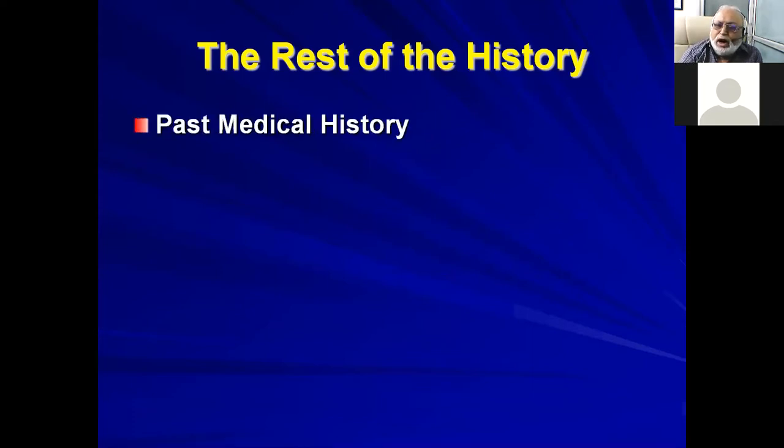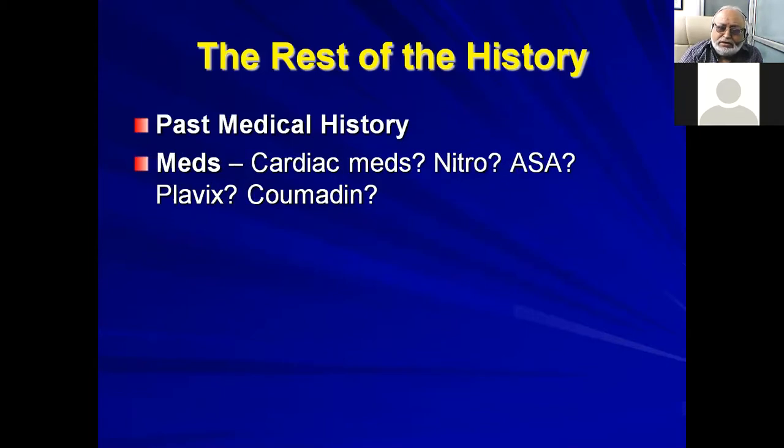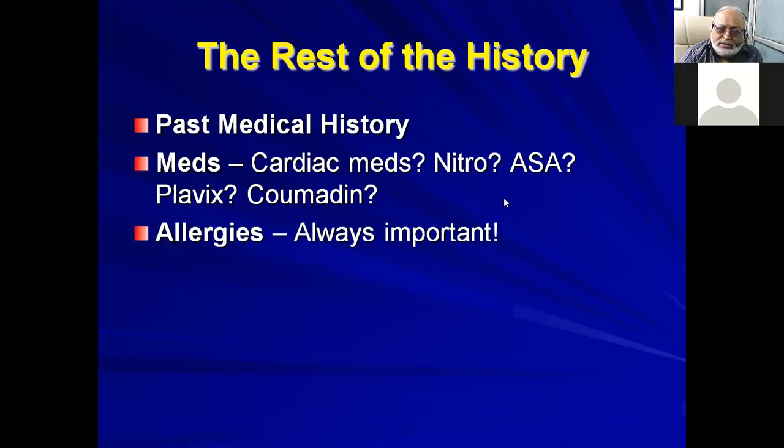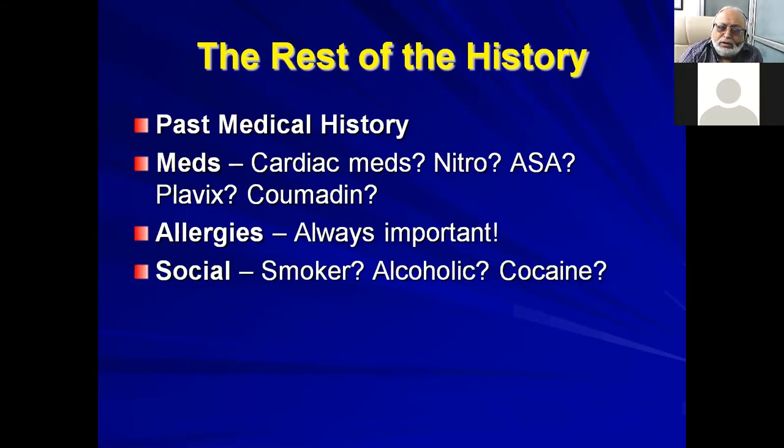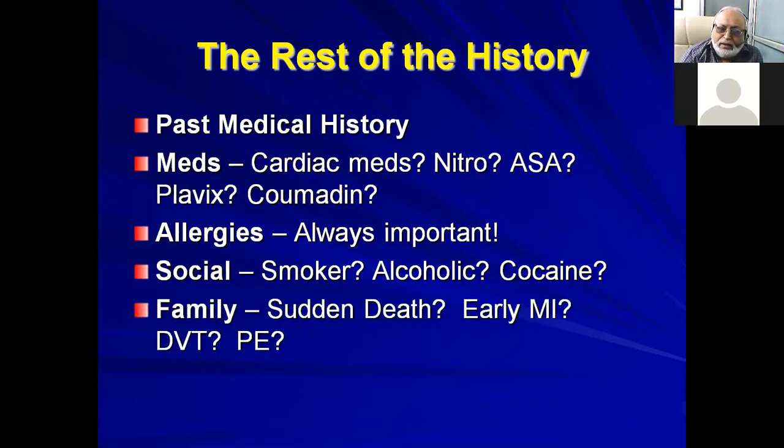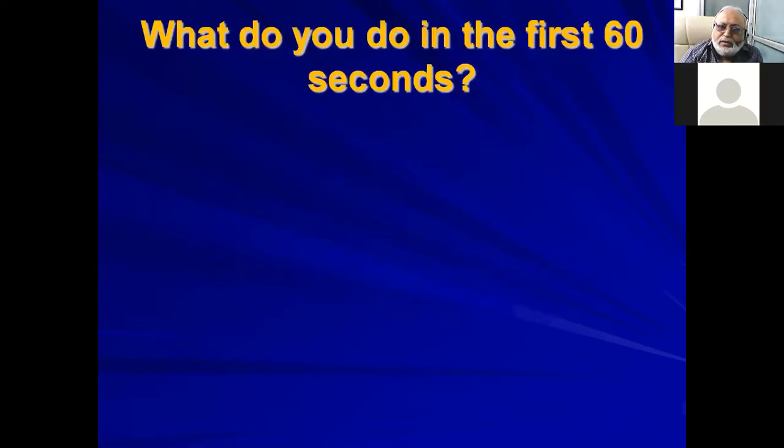Once you have taken these clues from the history, then you go for the rest of the history. You ask in the past medical history, any family history of ischemic heart disease, any other history. Is the patient on any cardiac medications, whether he's taking nitroglycerin, aspirin, Plavix, or any anticoagulants? Are there any allergies? That's very, very important. Is he a smoker, alcoholic? Does he abuse drugs like cocaine? Or is there any family history of sudden death, early MI, deep vein thrombosis, or a pulmonary embolism? And this is the other part of the history.